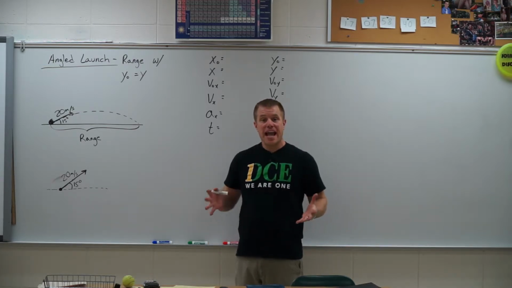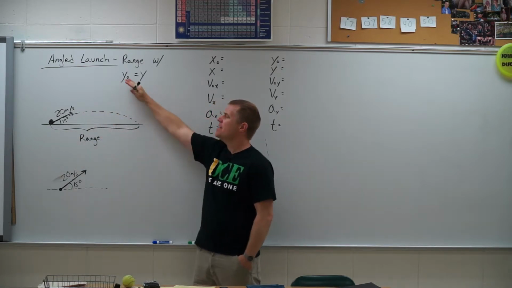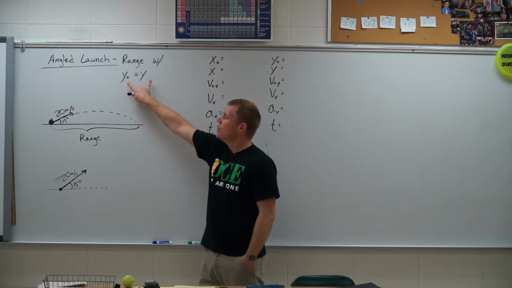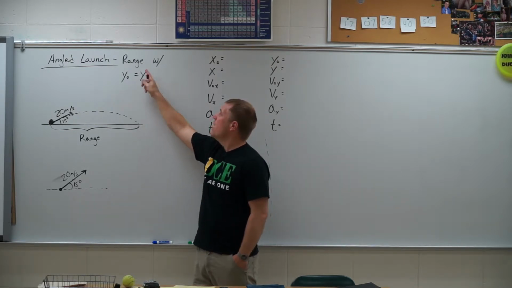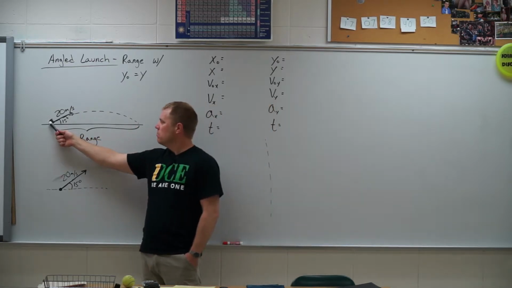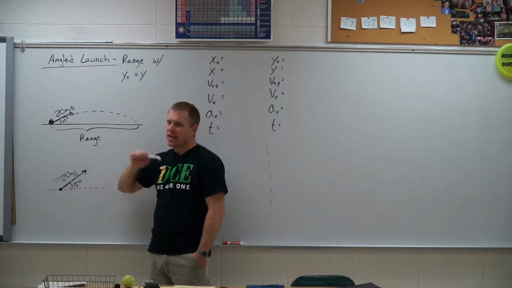All right, we are going to look at angled launch and trying to find the range of something where it ends and starts at the same height. This is known as a y naught equals y problem, and we're going to try and find range for that angled launch. So here we might have a ball, golf ball, whatever you want it to be, shot at 20 meters per second at an angle of 15 degrees.